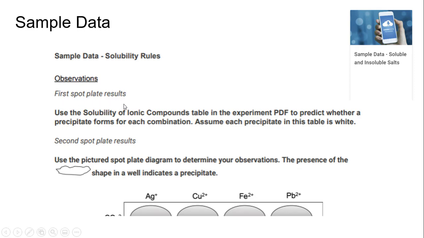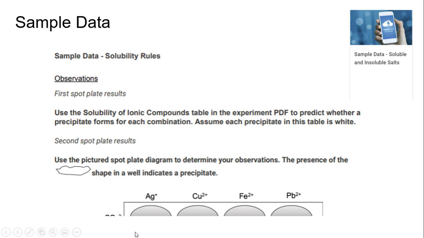First spot plate results. Use the solubility of ionic compounds table in the experiment PDF to predict whether a precipitate forms for each combination. You can use the PDF, just know that little weird inconsistency. Pay attention to it, or use the solubility chart I give you, or use your book one. Google one. You can find them.